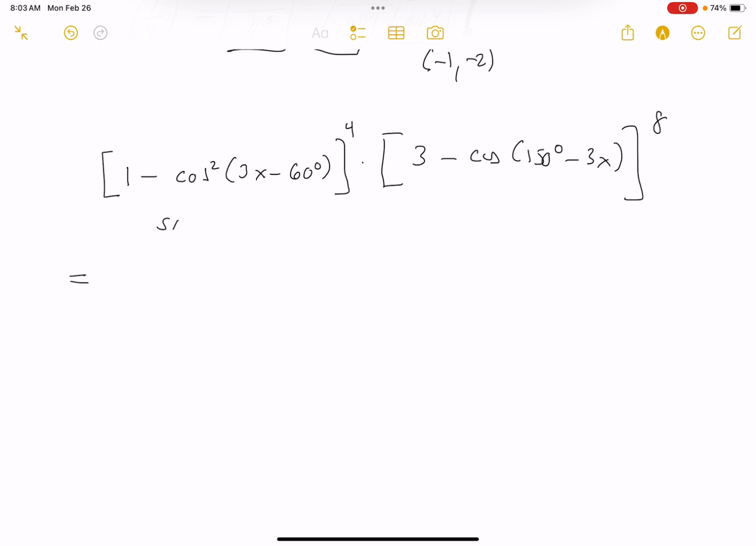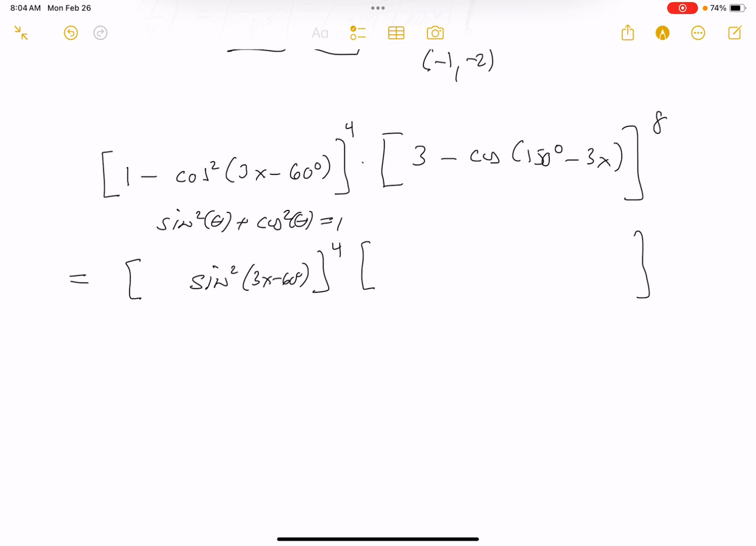And what I mean by that is sine squared of theta plus cosine squared of theta is equal to 1. So what I could do is rewrite this first factor, it's a 4th degree, as the sine squared of 3x minus 60. All right? Okay. Now I got another problem on my hand there. The problem I have is I got one in sine, the other in cosine.